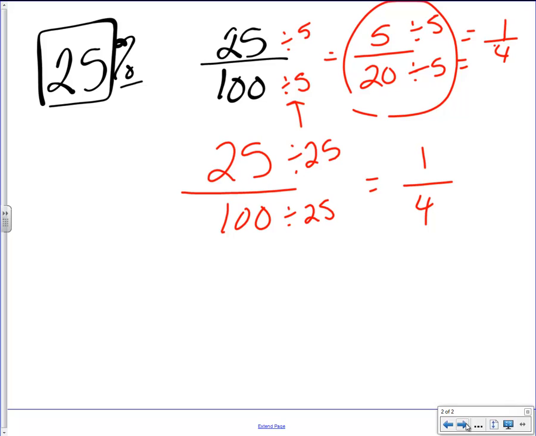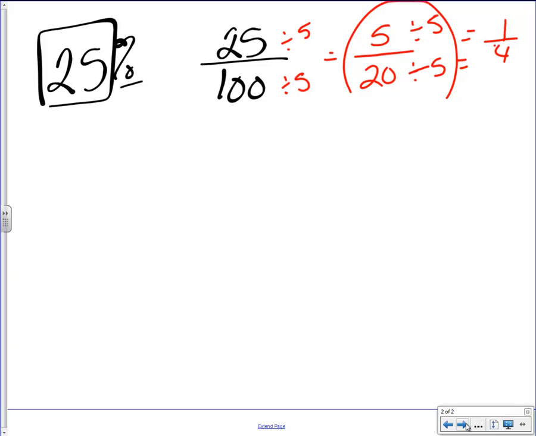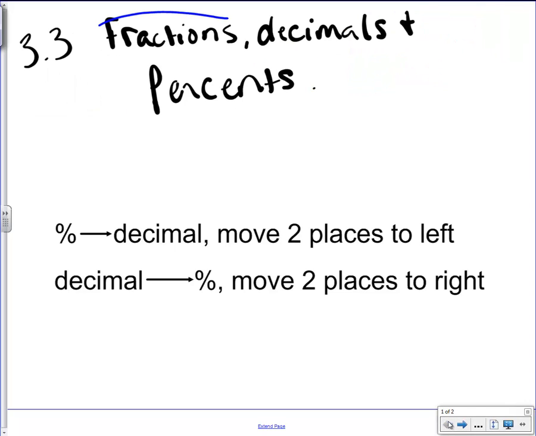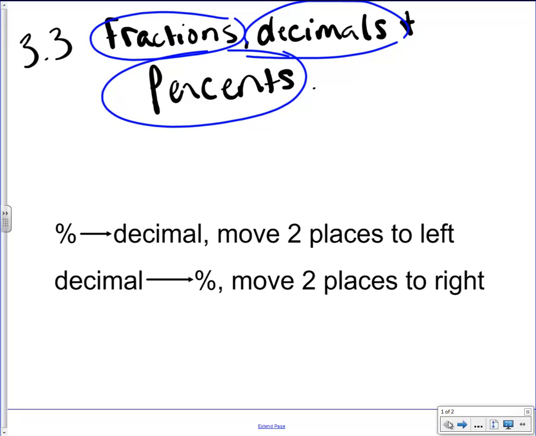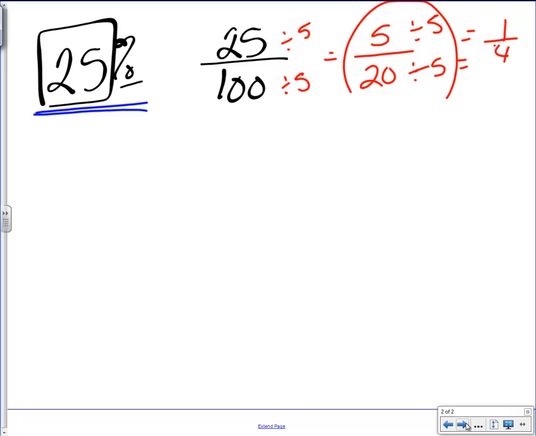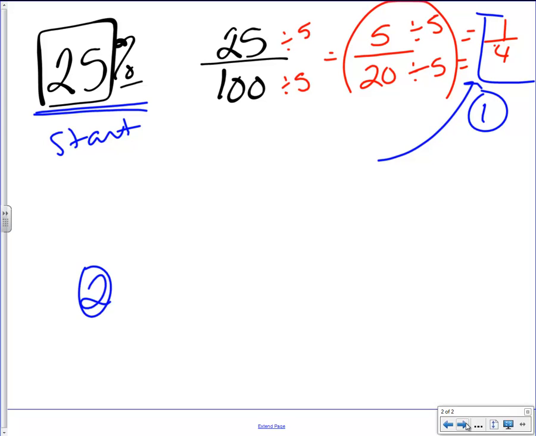So what are we doing today? Well, we're taking what they give us as a starting point, and in this problem they started with 25%. They wanted all 3 of the things that we talked about this section's about. They want a fraction, they want a decimal, and they want a percent. They're going to give us one of them and try to make us find the other 2. So for this one they found a percent. We just found a fraction, so now we need a decimal for our final answer here. So we started here. Here's our first answer, and our second answer is going to be a decimal.